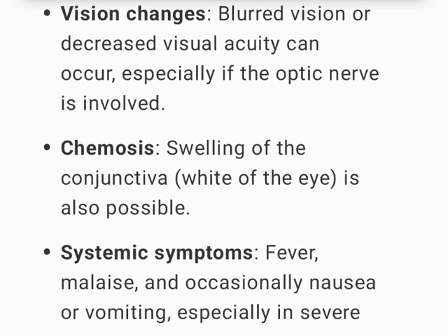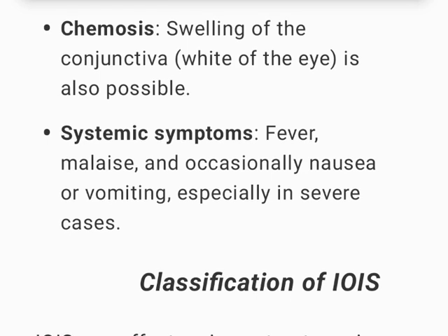Vision changes, blurred vision, or decreased visual acuity can occur, especially if the optic nerve is involved. Chemosis, swelling of the conjunctiva, the white of the eye, is also possible. Systemic symptoms, fever, malaise, and occasionally nausea or vomiting, especially in severe cases.